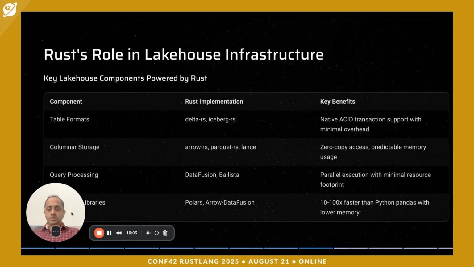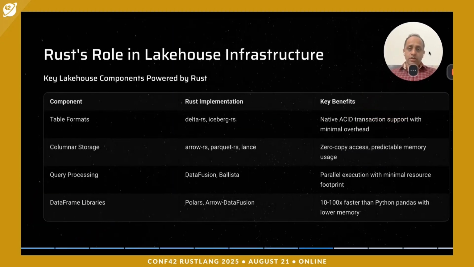So what is Rust's role in lakehouse architecture or lakehouse infrastructure? The key components that are powered by Rust today are table formats. There are libraries, Delta RS and Iceberg RS, which allow you to interact with Delta Lake tables or Iceberg tables without going through Spark. So you can interact with these table formats without going through Spark compute, which is JVM-based compute, and get native ACID transaction support with minimal overhead.